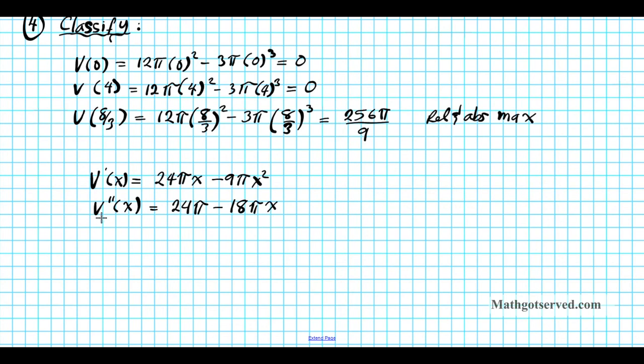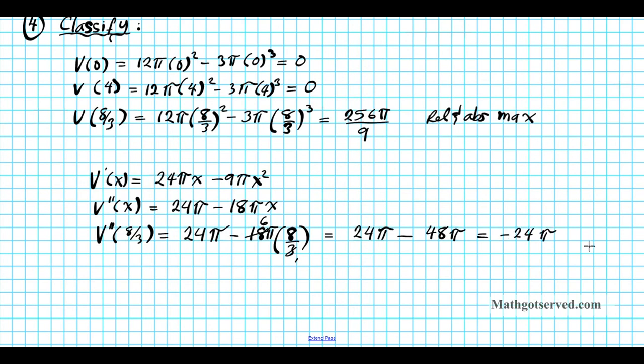Okay, so we want to evaluate the sign of the second derivative at this critical point. I just want to show you that this is in fact a maximum. Okay, so we're hoping to get a negative output, so that will indicate downward concavity, and then that will tell us that it's a maximum. Okay, so v double prime of 8 over 3 is equal to 24 pi minus 18 pi times 8 over 3. Okay, that equals 24 pi minus, 3 goes here 1, 3 goes here 6, 6 times 8 is 48, so 48 pi. And then when you subtract it, you have negative 24 pi.